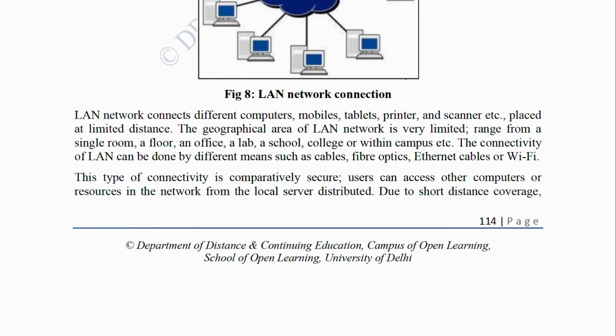LAN network connects different computers, mobiles, tablets, printers and scanners, etc., placed at a limited distance. The geographical area of a LAN network is very limited, ranging from a single room, a floor, an office, a lab, a school, a college or within a campus, etc. The connectivity of LAN can be done by different means such as cables, fiber optics, Ethernet cables or Wi-Fi. This type of connectivity is comparatively secure. Users can access the computers or resources in the network from the local server due to short distance coverage.